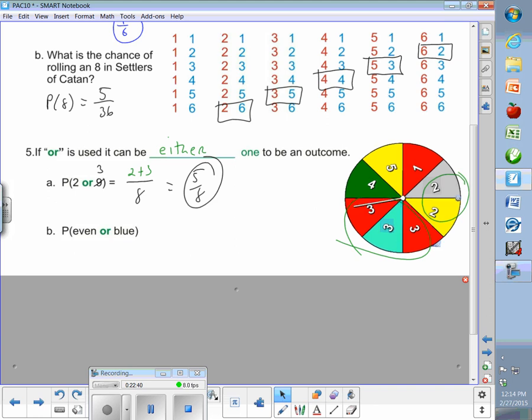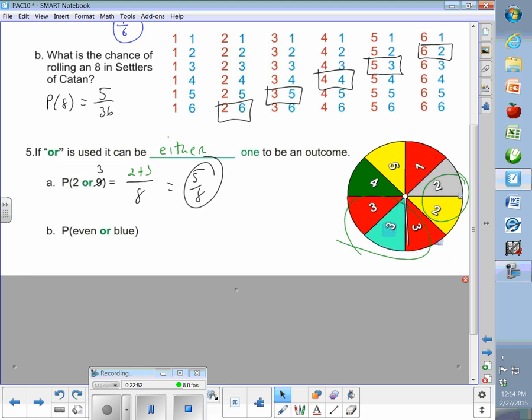Let's see what our spinner does this time. There's 1. Up, 1 for 1. 2 for 2. 2 for 3. 3 for 4. 3 for 5. 4 for 6. 5 for 7. And we're a little ahead. 6 for 8. Again, but that's probability. Does it mean that's exactly what's going to happen? No. But it's the probability.